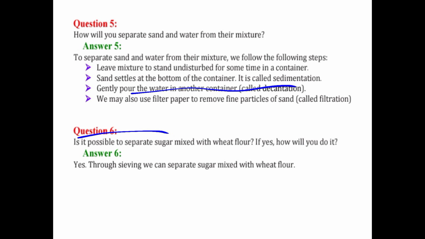Then there is question number 6. Is it possible to separate sugar mixed with wheat flour? If yes, how will you do it? The answer is yes. Through sieving, we can separate sugar mixed with wheat flour. Simply, we have to take a sieve, and with the help of a sieve we can separate the sugar particles mixed with the flour.